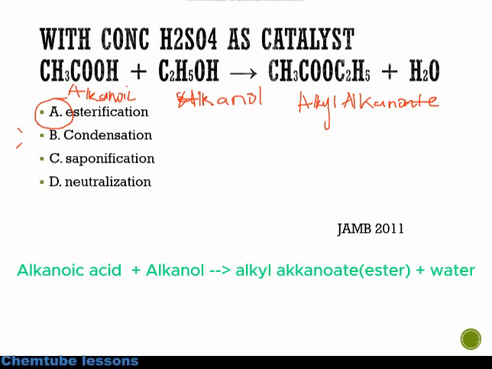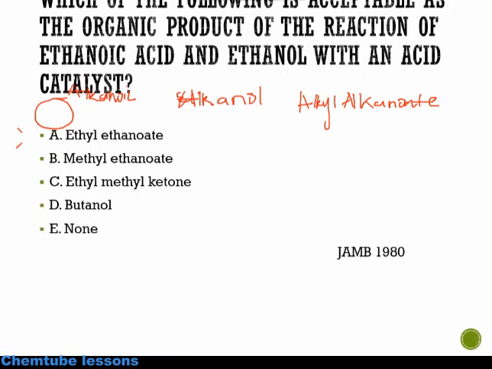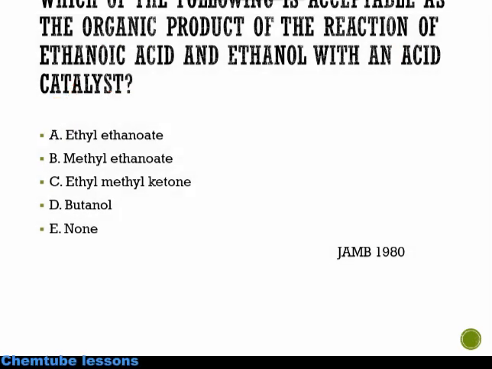So that's for that. Let's go to the next question. Which of the following is acceptable as the organic product of the reaction between ethanoic acid and ethanol? Just like the previous question we just saw, the answer is ethyl ethanoate. So that's A, ethyl ethanoate. That's also an esterification reaction. So let's look at the next question.